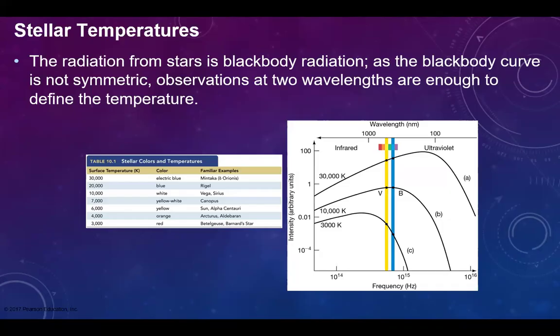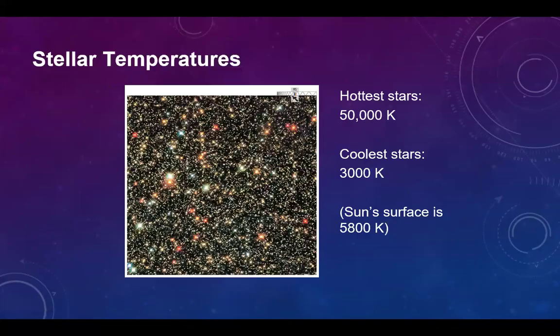So the radiation from stars is black body radiation. The black body curve is symmetric. Observations of two wavelengths give you enough information to determine the temperature. So you measure 2 points. The difference between those 2 points tells you the temperature. The hottest stars are around 50,000 Kelvin. The coolest stars are around 3,000 Kelvin. The sun is on the cooler end, but in the middle still at around 5,800 Kelvin.